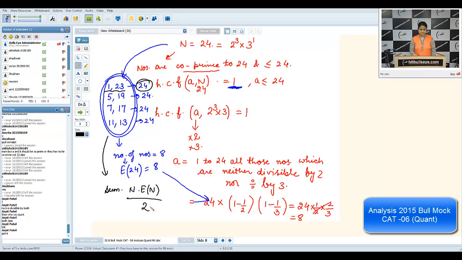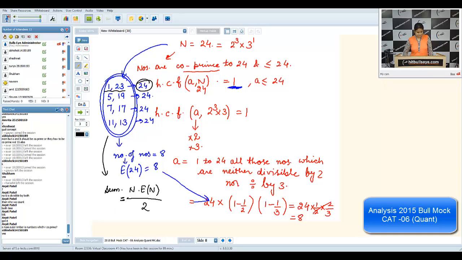That is the sum of all such numbers. We are getting the same number, but how many times? Euler number of n divided by 2. Is it okay, all of you? Good application in remainders.